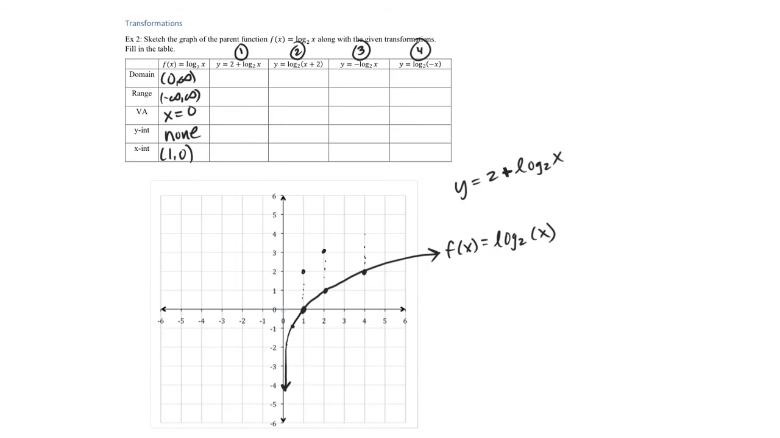Let's see, we'll do this one. All right, and then this would come right up. So we still have that same vertical asymptote. We're just shifted up. So our domain is going to be the same. Our range is going to be the same. Vertical asymptote is the same.